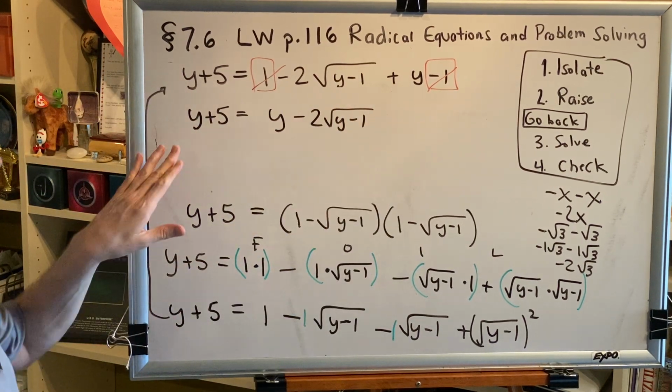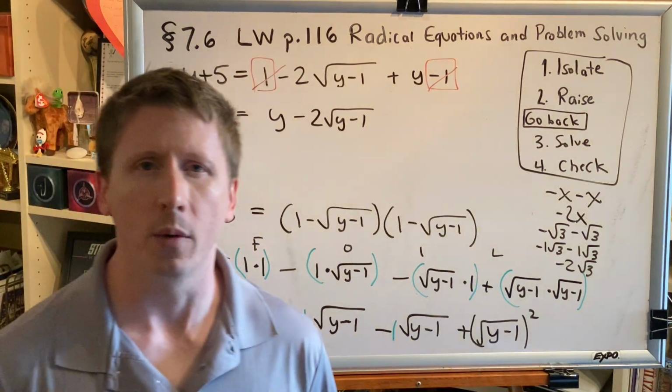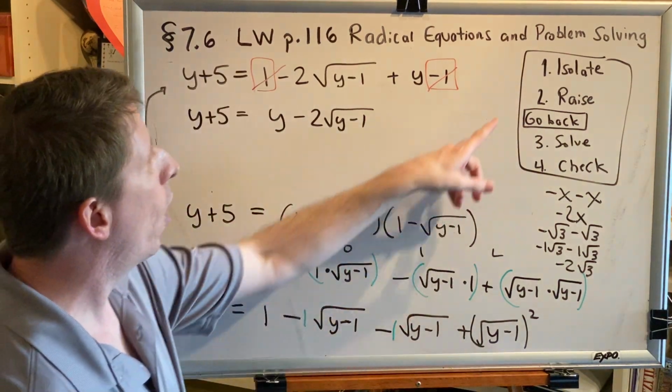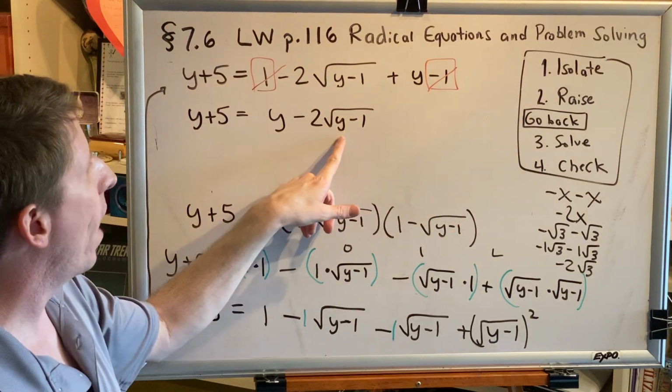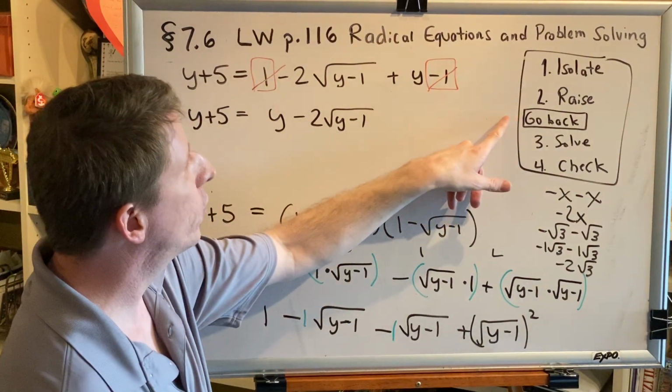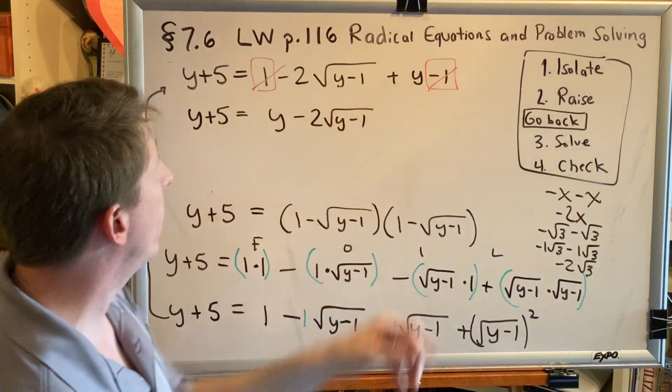Now, you might be thinking to yourselves, where are we going with this? What's the objective? Well, we've done steps 1 and 2, which is to isolate and raise, but we still have a radical in our equation. So now we have to go back and isolate and raise again.